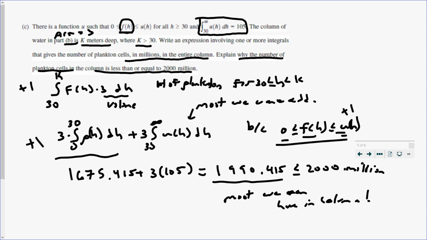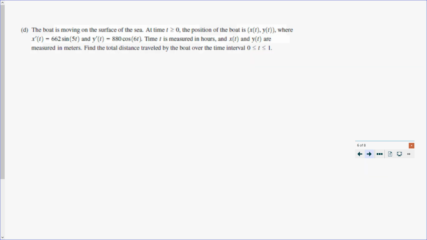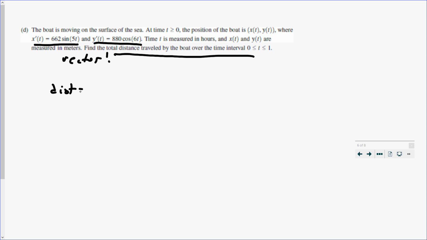All right, let's take a look at question D. Question D says a boat is moving on the surface of the sea. At time t greater than 0, the boat has the following position. Oh no, look at this. It looks to me like they've given us a what? That's right, it looks like a vector. Now I can see this, like in 2020, where we're just throwing a vector into this problem. We want to find the total distance traveled of the boat. Now this has nothing to do with the plankton, it's just a total distance problem. And we have an interval for that one.